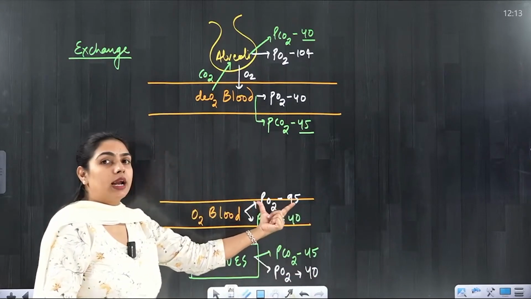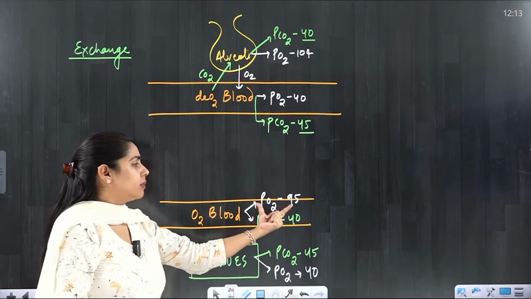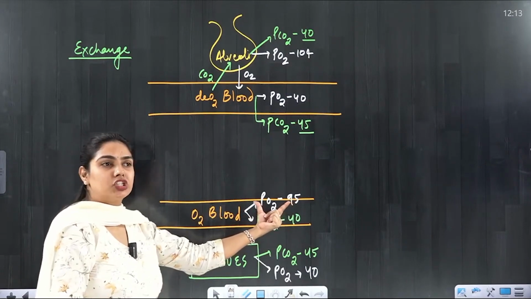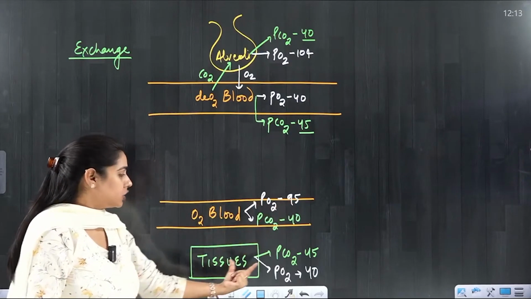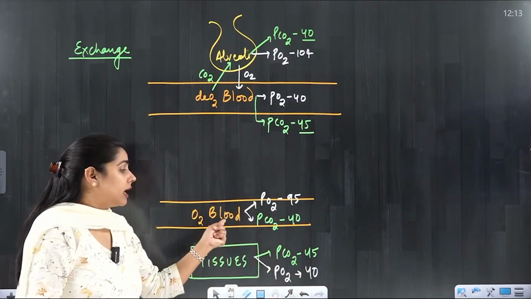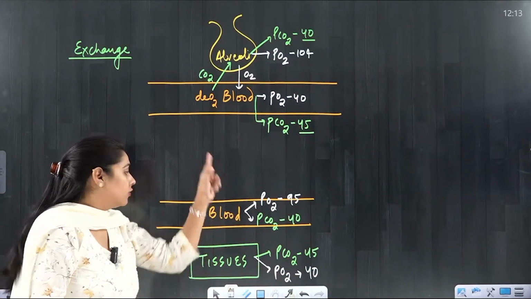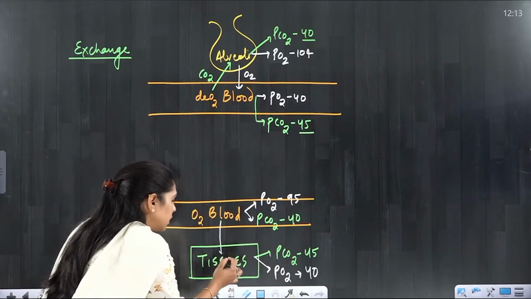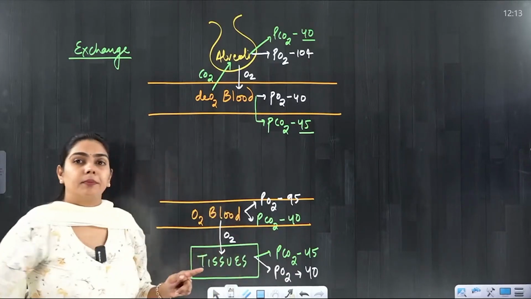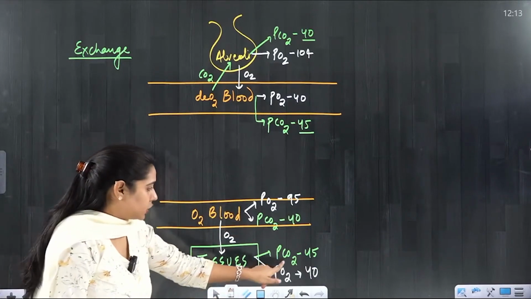So, you can see, first of all, oxygen is more in the blood. Oxygenated blood has 95 mm of Hg oxygen. In the tissues, how much oxygen? 40. Where is it more? Blood. Where is it less? Tissues. So, oxygen will exchange from blood to tissues. Oxygen will come. Are you understanding? Next, CO2.